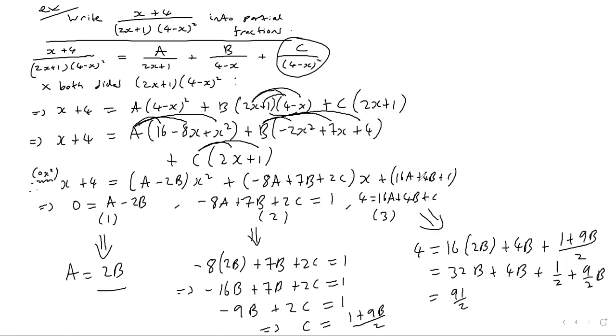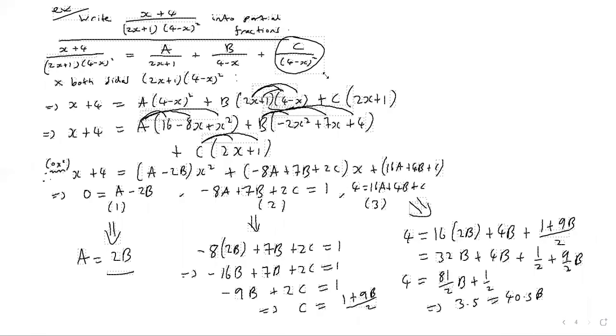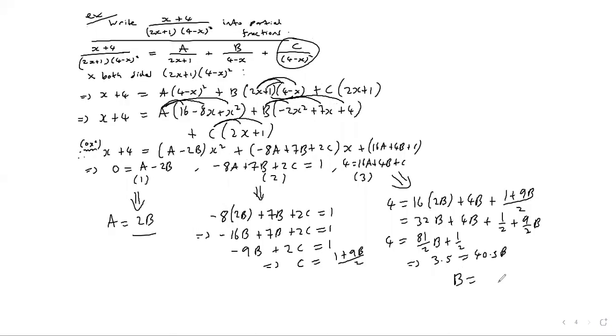So we've got 81 over 2, sorry, my bad. So we've got 81 over 2b plus a half is equal to 4. So rearranging this for b then, 4 take away a half will be 3.5. I'm actually just going to keep it in decimals just because it's easier for my head to deal with. So 3.5 is equal to 40.5b. So that means that it must be true that b is equal to 3.5 over 40.5.